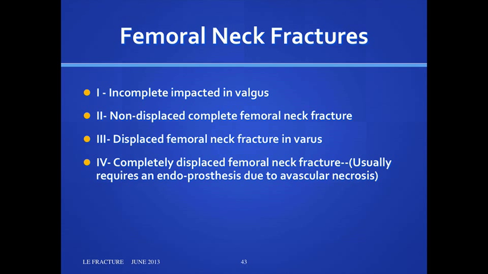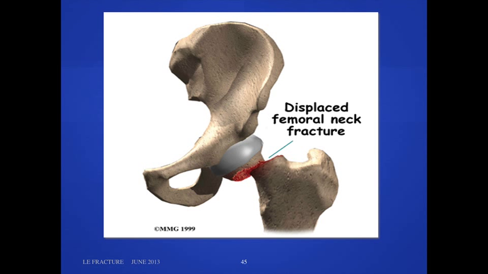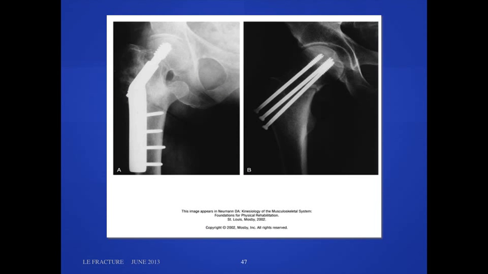And those usually require a prosthesis, which is a replacement of the femoral head, because of the fact that blood supply is disrupted from the trauma. This is just a graphic description of different types of fractures: compression, tension, and displaced at the femoral neck. If it's severely displaced, you can understand that the blood supply will be disrupted. Fixation with devices like we spoke about before, compression screws.